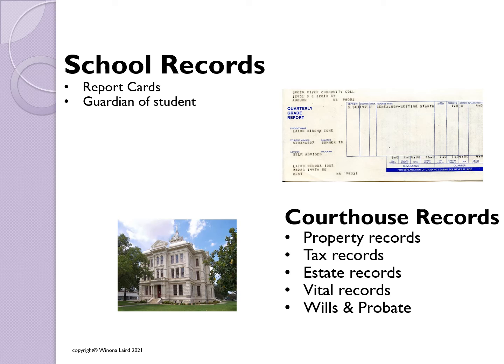Adoptions: you need to find out the laws of the state first about their adoptions, because every state is different. There are citizenship records, naturalization records, divorce records and civil matters, guardianship records, wills and probates.